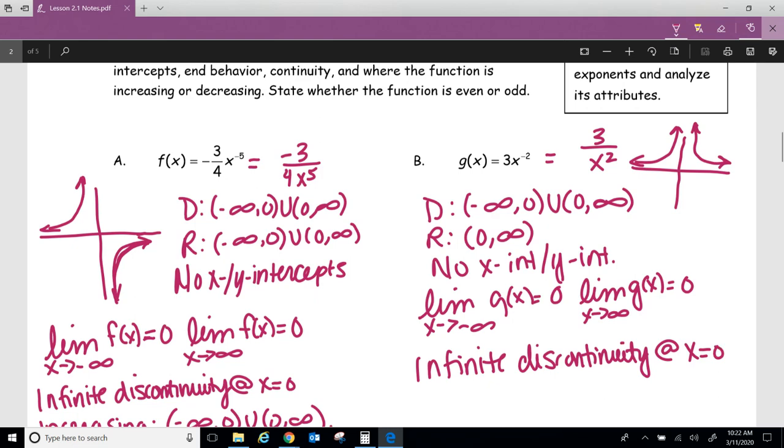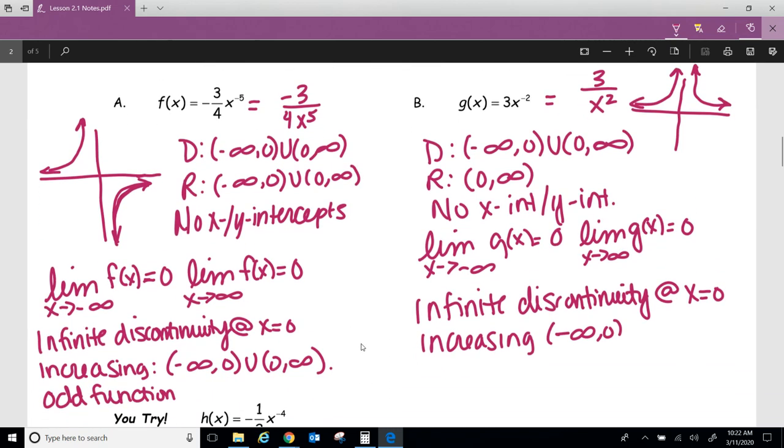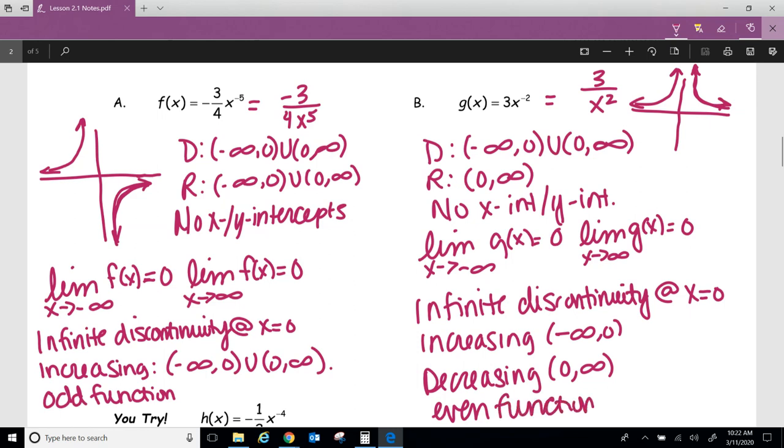And for this one, as we go left to right, we are increasing from negative infinity to 0. But are we increasing on the other side of the y-axis? No, on the other side of that y-axis, we start going down. So we're decreasing from 0 to infinity. And for this one, are we even or odd? We're an even function. Why is it even? Because we're symmetrical about the y-axis.